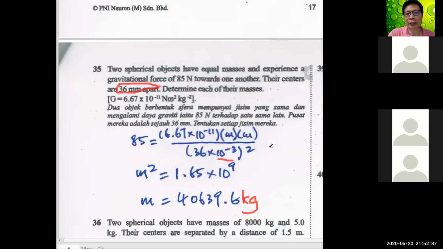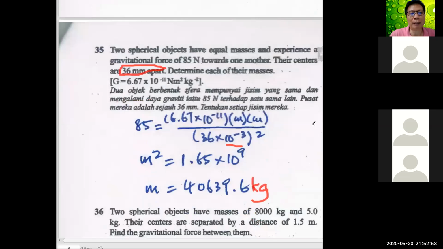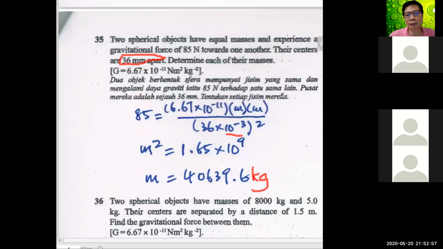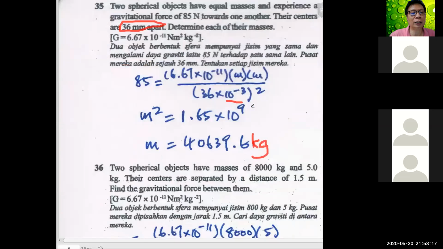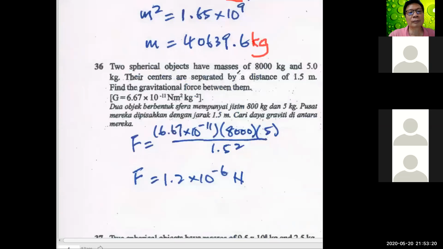Your chapter 3, I tell you, in your exam you must have very good calculator skill. You seldom use a calculator, especially involving big numbers, and you find it very difficult and it takes time. So remember to practice your calculator skill also. Make sure no mistake when you use a calculator for big numbers. Even in your mathematics sometimes you don't involve numbers like this. This chapter 3, the numbers are all very big, because it involves universal objects. Okay, 36. Masses 8,000 and 5 kilo, centers separated by this distance. Find gravitational force directly. Substitute all the values, so finally you get this answer. Very simple.